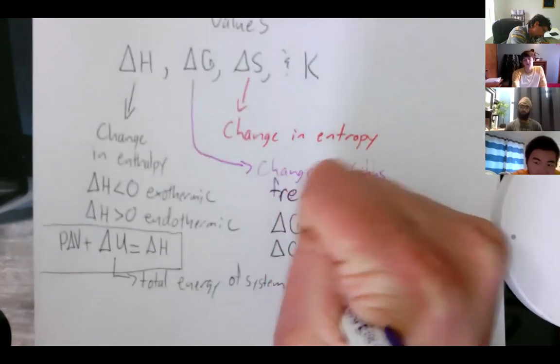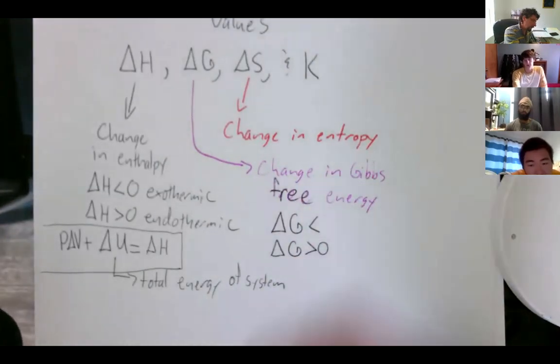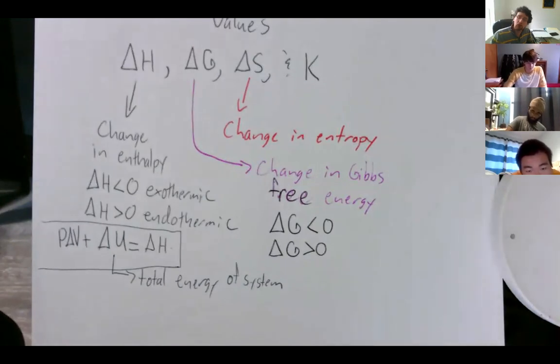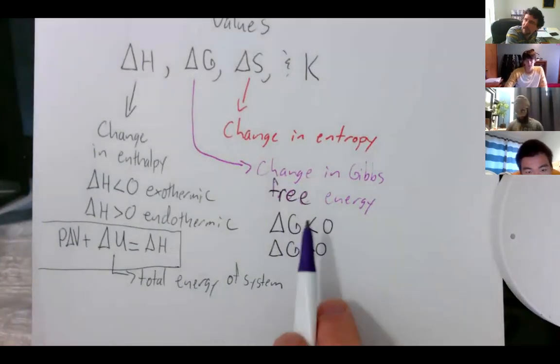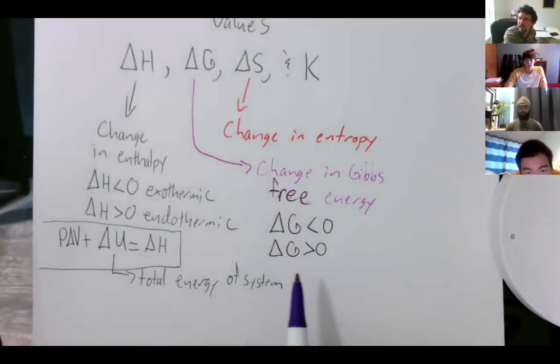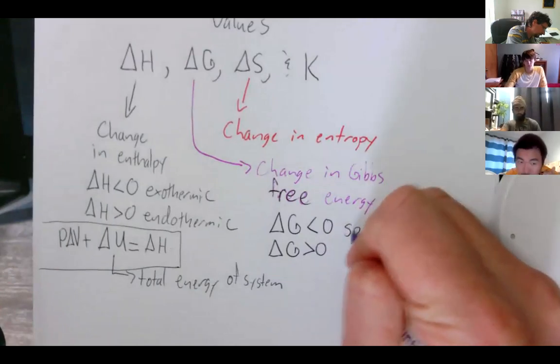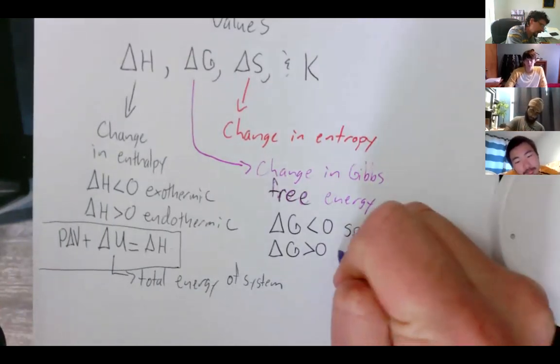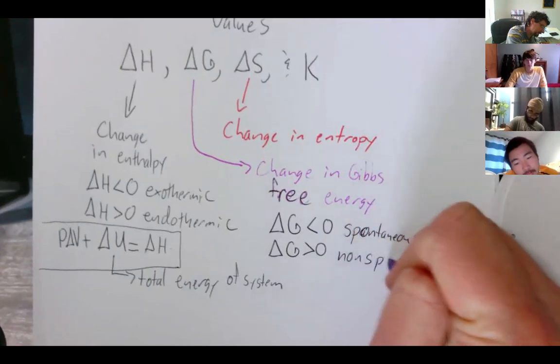The reaction is spontaneous or non-spontaneous. Spontaneous means the reaction will happen on its own without any energy input from us. If delta G is less than 0, is the process spontaneous or non-spontaneous? Spontaneous. And then this one is non-spontaneous.